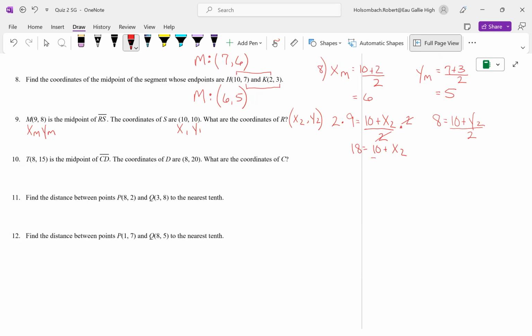And we can subtract 10 from each side. So 8 is equal to our x sub 2. Same process to find y sub 2. Multiply both sides of the equation by 2. The 2's on the right-hand side cancel. 2 times 8 is 16 equals 10 plus y sub 2. And then subtract 10 from each side. So 6 is equal to our y sub 2.